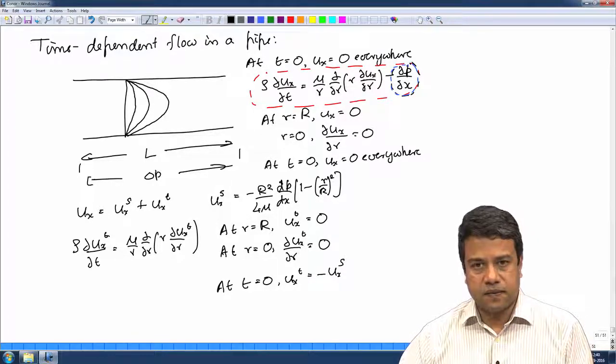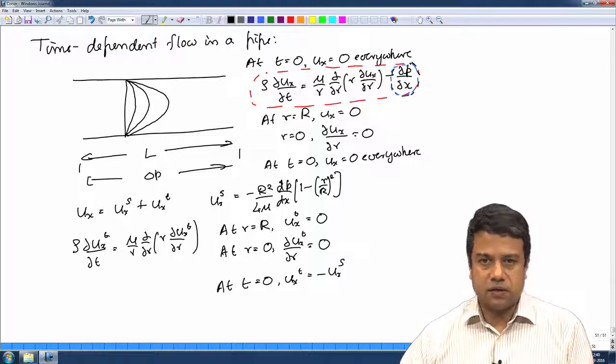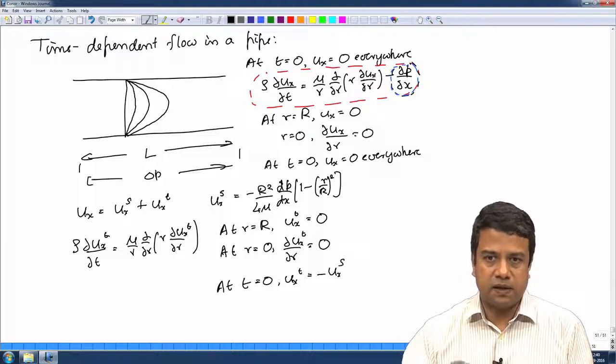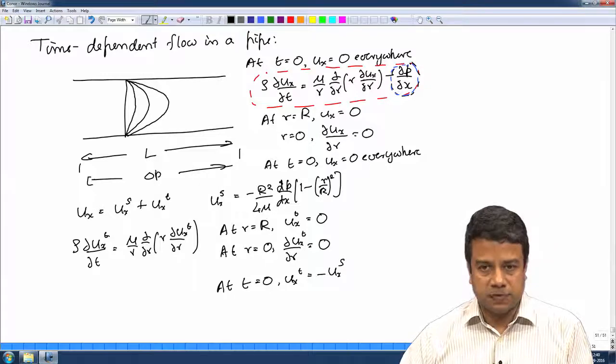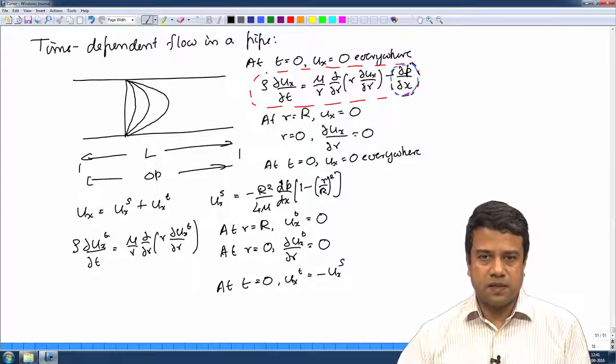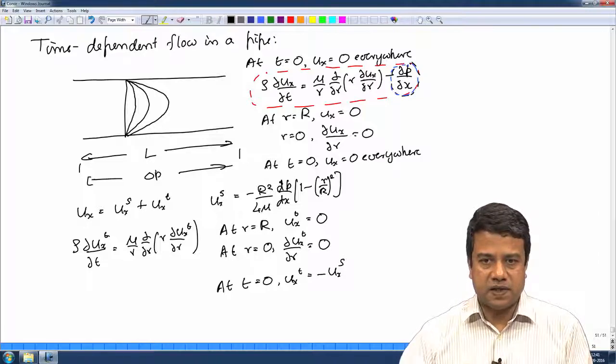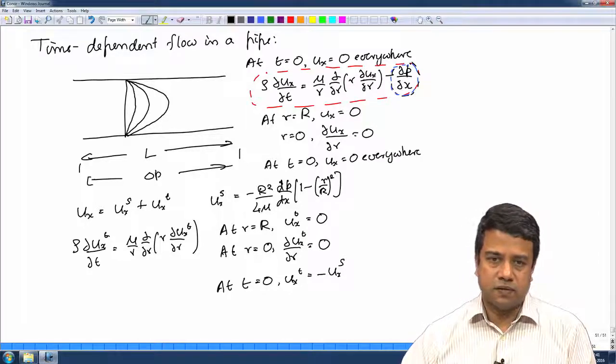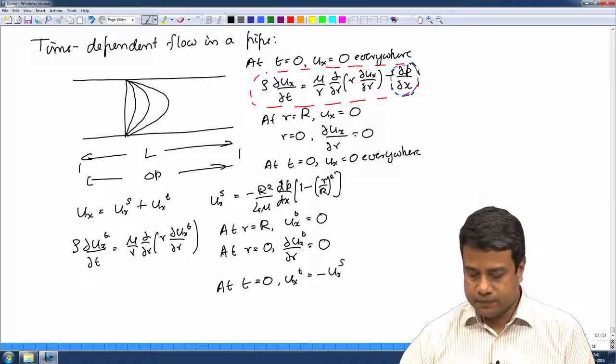And therefore, you can solve this by separation of variables. The solutions will be in the form of Bessel functions in the radial direction and in the form of exponentials in time, and you can get the constants using the orthogonality relations. So, this is a simple extension to a pipe flow of the same unsteady problem we had solved for the flow down an inclined plane.